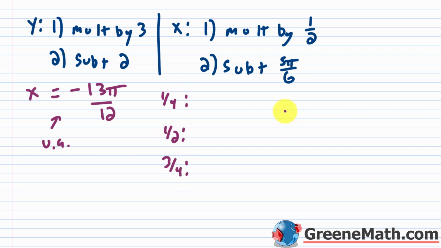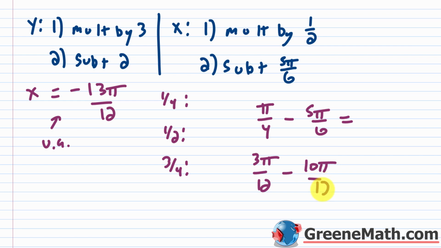So we would work with pi over 2. So pi over 2, first you'd multiply by a half. Again, that's going to give me pi over 4. Then you want to subtract away 5 pi over 6. So pi over 4 minus 5 pi over 6. This becomes 3 pi over 12 minus 10 pi over 12. Again, multiplying this by 3 over 3 and multiplying this by 2 over 2. So this becomes negative 7 pi over 12.